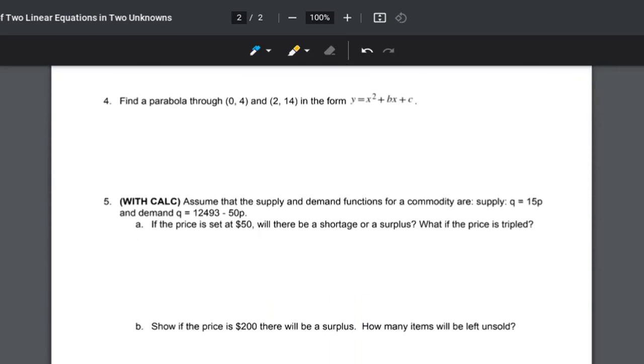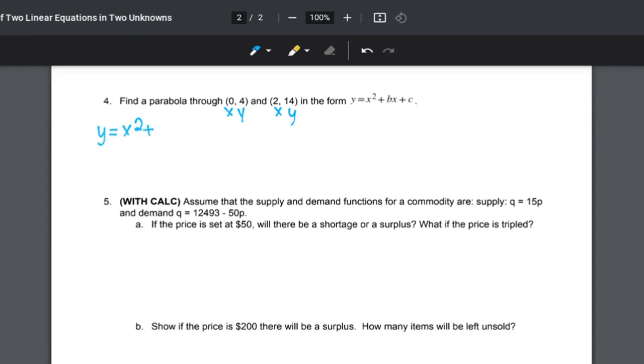All right, moving on to problem number 4. It says, find a parabola that goes through (0, 4) and (2, 14) in the form of y equals x squared plus bx plus c. So there's no ax squared, so there's just a 1 in front of the x squared. So we know that these are x and y. And I would just substitute in x and y into the equation, and then you'll end up with something that you can solve a system to find the remaining variables.